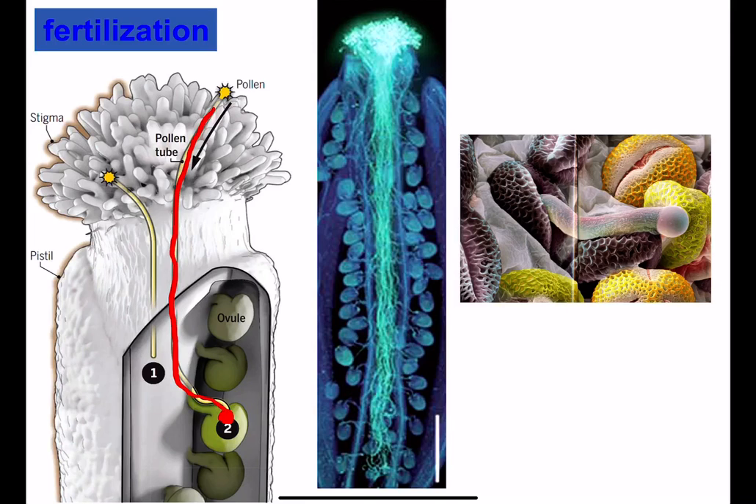This is a cool image of a whole bunch of these pollen grains that have each germinated a pollen tube, right? And fertilized these different ovules. These are all different ovules here on the left. And so all these are pollen tubes. Super cool.